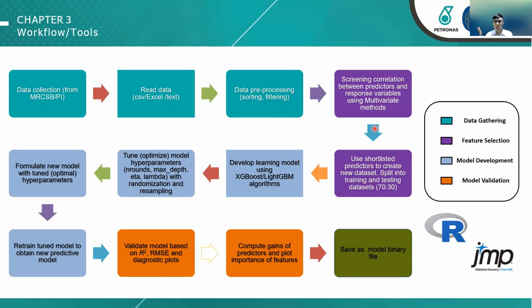The next phase is the model development phase using the XGBoost and the LightGBM algorithm. The hyperparameters are tuned to prevent overfitting or underfitting of the model. Then using the tuned hyperparameters, we formulate a new model and retrain the model. The last phase is the model validation phase where certain statistical measures and diagnostic plots are reviewed. Then an importance plot is also generated featuring the rank of importance of each predictor.